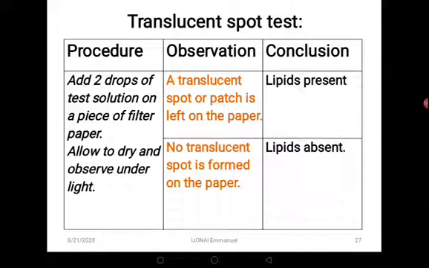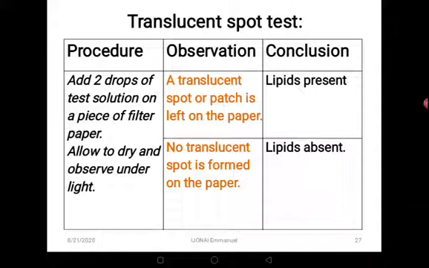And then after it has dried, you observe it against light, maybe through the bulb or sunlight. So what would you see? You would see a translucent spot or a patch which is left on the paper. So you would see a permanent translucent spot on the paper, meaning lipids present. You have to add that word permanent. A permanent translucent spot will be seen on the paper, meaning lipids are present. So if there is no translucent spot, if the paper goes back to the original state, meaning no translucent spot forms, meaning lipids are absent.